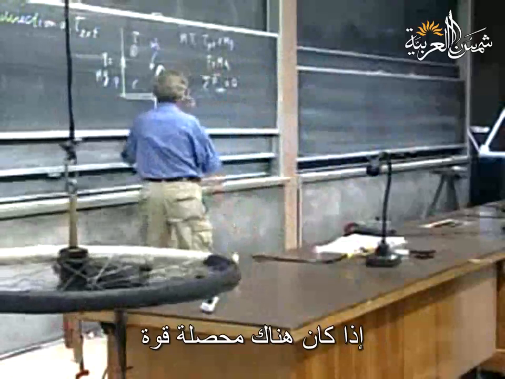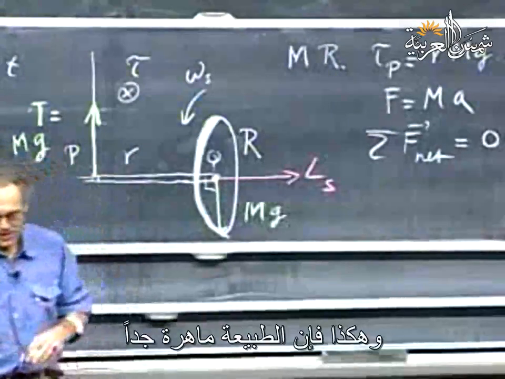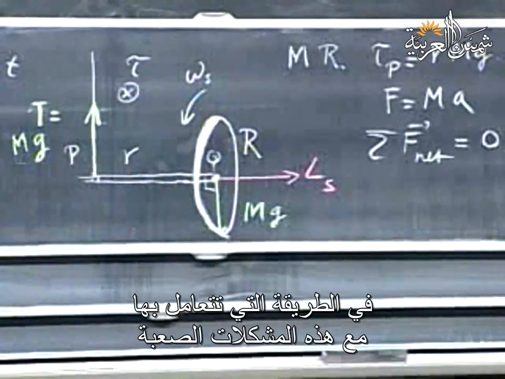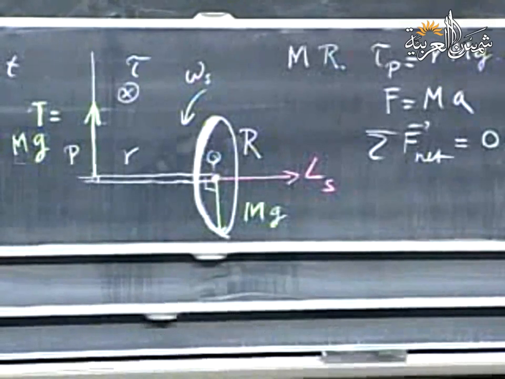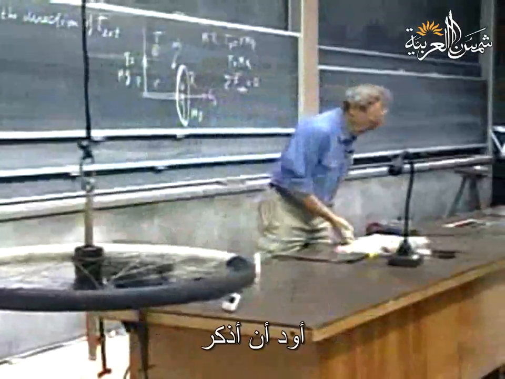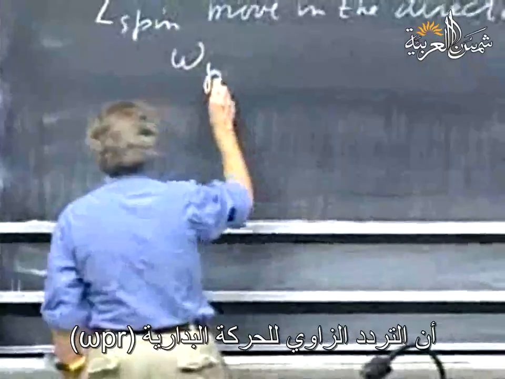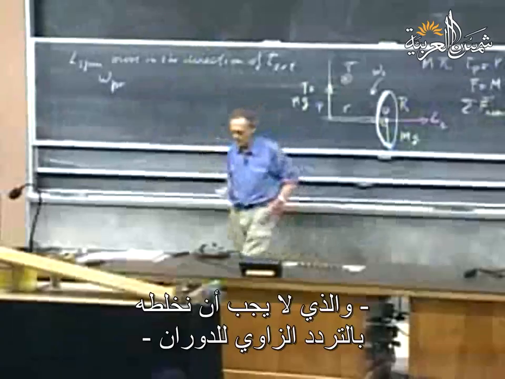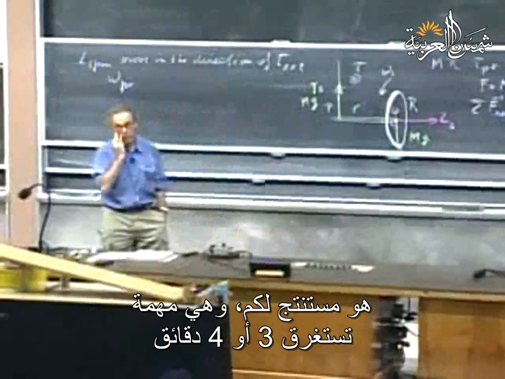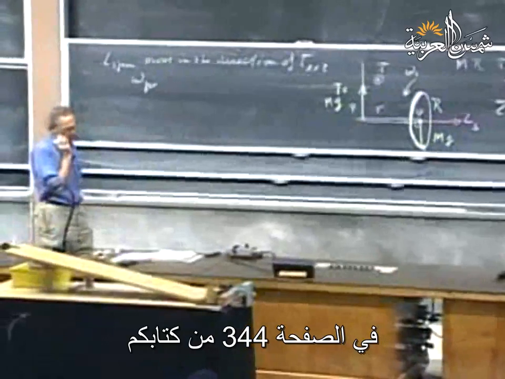If there had been a net force, then indeed it would also go down, if this force were larger than this. So nature is very clever in the way that it deals with these rather difficult problems. Before I show you this demonstration by spinning this wheel and hanging it in that rope, I want to mention that the angular frequency of the precession, which should never be confused with the angular frequency of spinning, is derived for you, it's only a 3 or 4 minute job, on page 344 in your book.